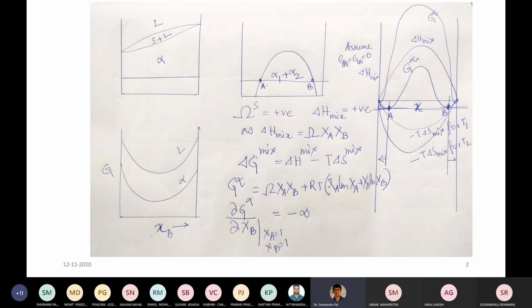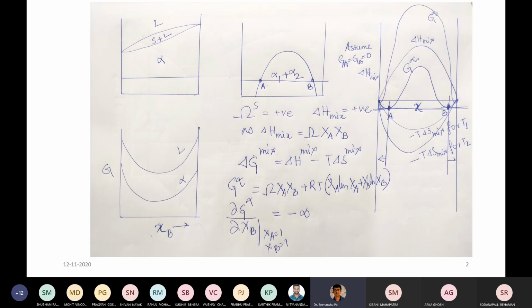Delta H mix is larger than the minimum value of T delta S mixing, meaning T delta S mixing is smaller. You would see that the delta G mixing, which is nothing but delta H mixing minus T into delta S mix, is positive, which is what we have seen here. Here T is the absolute temperature.